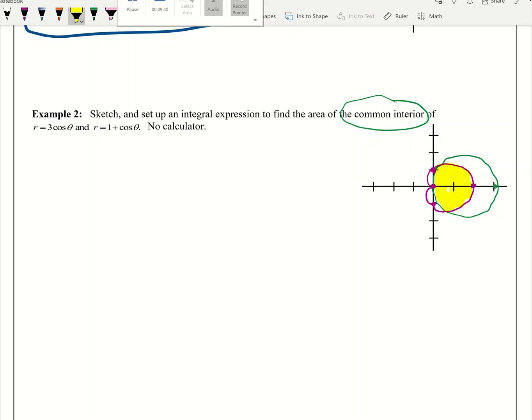Now I'm going to start this one in a very similar fashion to what I did with the last example, where I really want to find out where do these shapes intersect. That's actually super, super important. Where do these shapes intersect? So I'm going to set these two functions equal to each other and solve.